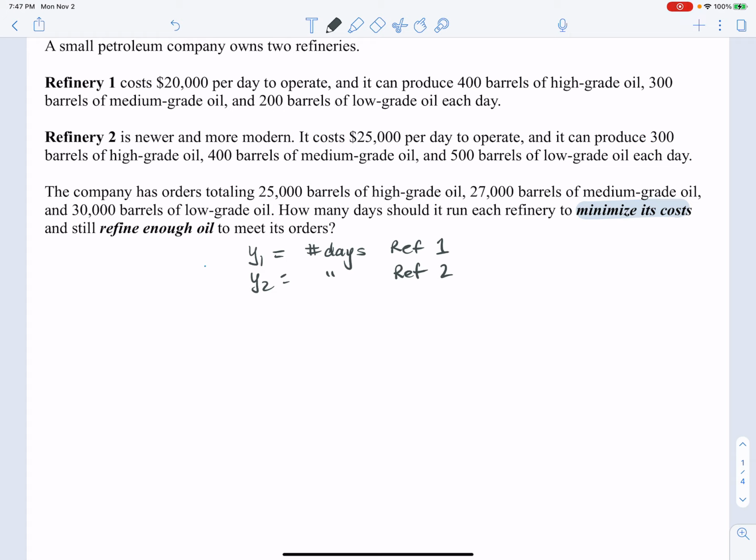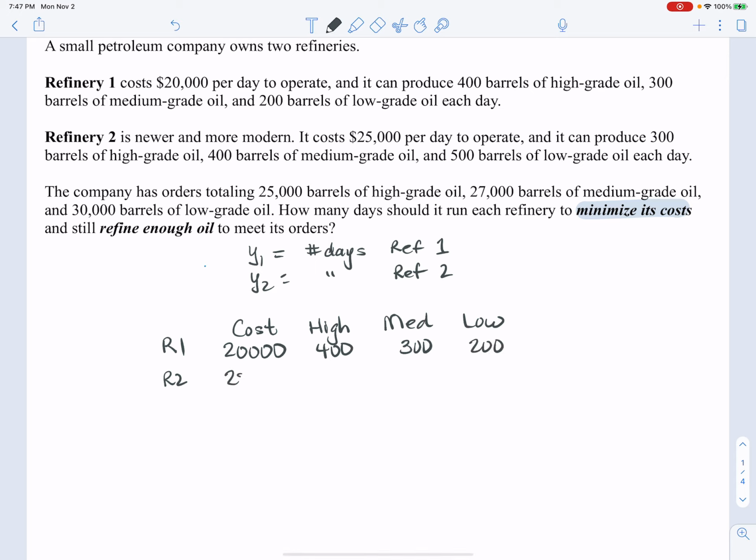So here's what we have. We have cost, and each refinery can make high-grade oil, medium-grade oil, and low-grade oil. All right, so we have refinery 1 and refinery 2. Refinery 1 costs $20,000 per day to operate. It can produce 400 barrels of high-grade oil, 300 medium, and 200 low.